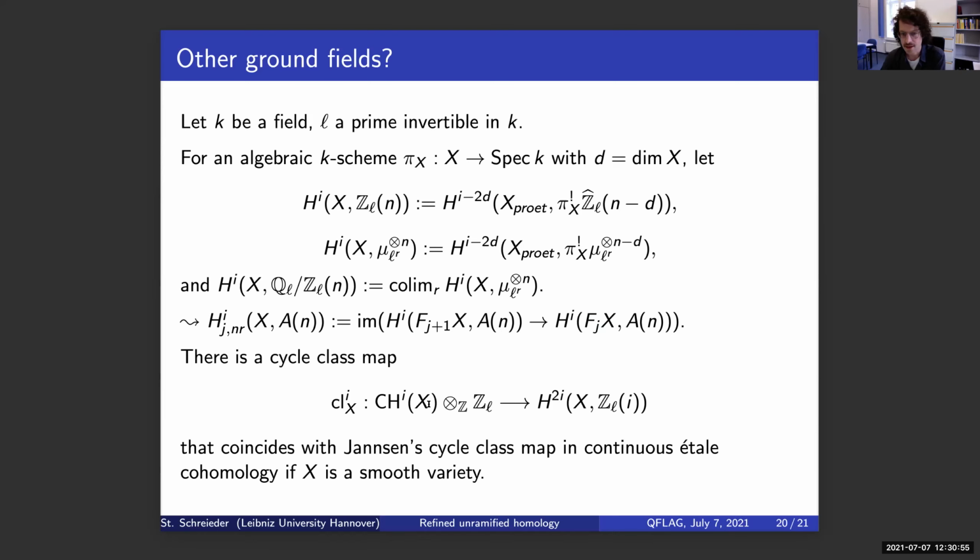And in the setup, there is a cycle class map. So x, no matter how singular x is, there's a cycle class map tensor ZL that goes to this group. And if X is smooth, then these groups here coincide with the continuous étale cohomology groups of Janssen, and this map agrees with Janssen's cycle class map.